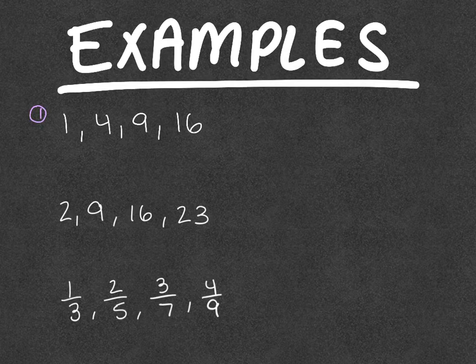Hopefully these numbers look very familiar to you, right? We have 1, 4, 9, and 16. These are all perfect squares. So I could write 1. 1 is the same as just 1 squared. 4 is 2 squared. 9, 3 squared, right?